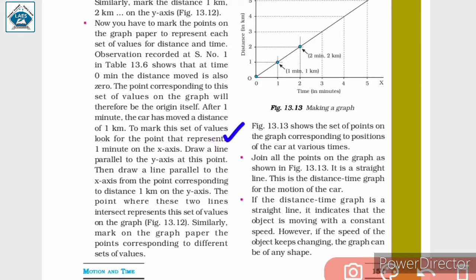Figure 13.13 shows the set of points on the graph corresponding to points of the car at various times. Join all the points on the graph as shown in figure 13.13. It is a straight line. This is the distance time graph for the motion of the car. If the distance time graph is a straight line, it indicates that the object is moving with a constant speed. However, if the speed of the object keeps on changing, the graph can be of any shape.